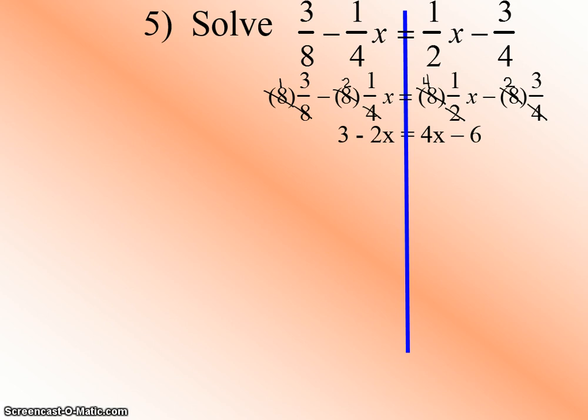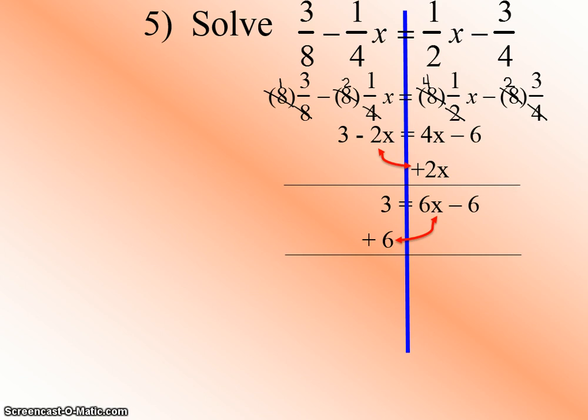Okay, now we're going to put our x's on the same side. So we're going to move the 2x, and remember I told you if you can move it to make it positive, that's the way to go. That's why I chose to move it to the right. We put those together and get 6x and bring our negative 6 down and our 3 down. Now we're going to move our constants because we want x by itself. So negative 6 becomes positive 6. And then put those together, we get 9.